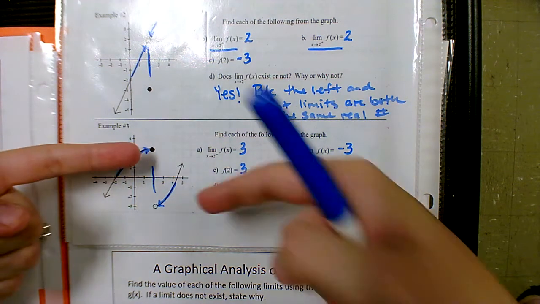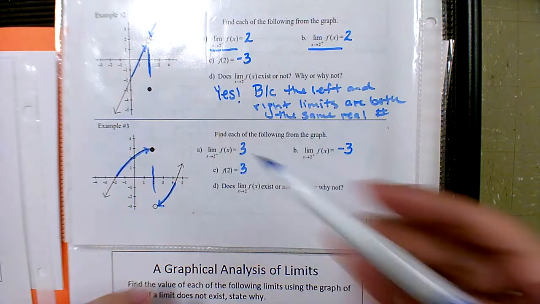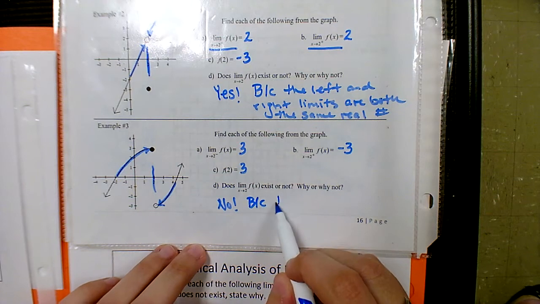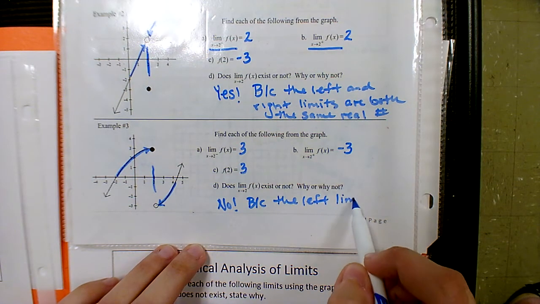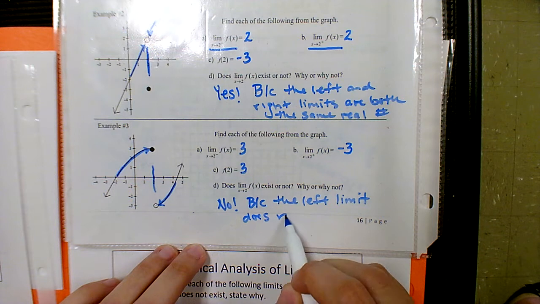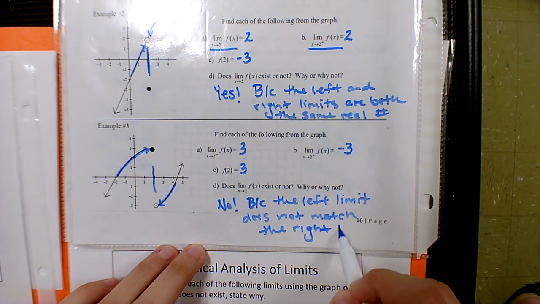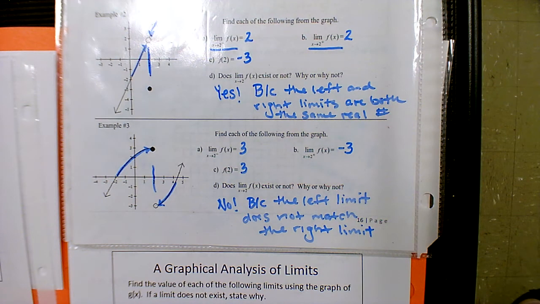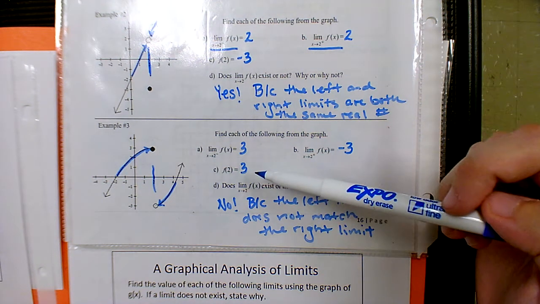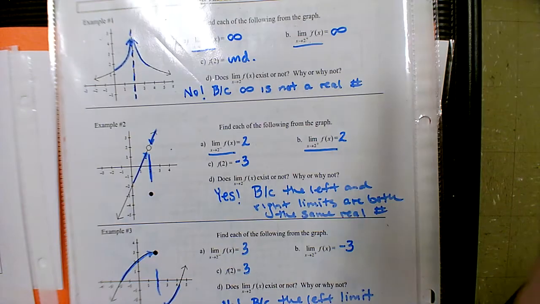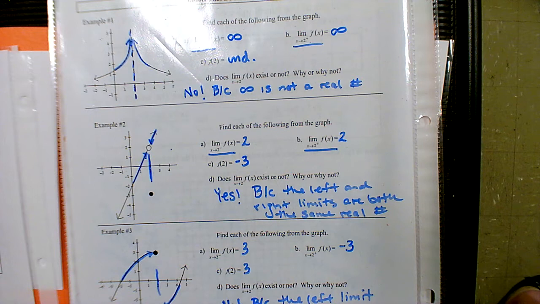All right. So does the limit exist? If you were to trace from the left and the right, would they be matching up? No. So no, because the left limit does not match or equal the right limit. Okay, again, we don't care what's happening at the point. I don't care if it's 3, I don't care if it's -3, I don't care if it's undefined. A limit is all about what you are approaching. Is it starting to sink in?